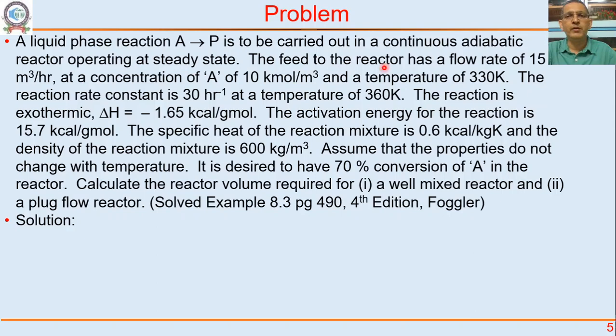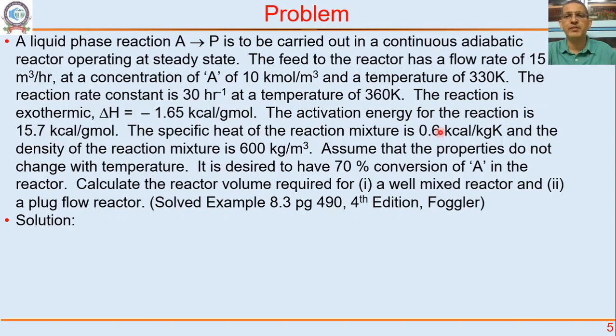Okay. Feed to the reactor has a flow rate of 15 meter cube per hour. Concentration of A is 10 kilomoles per meter cube. Temperature is 330 Kelvin. Rate constant is 30 hour inverse at a temperature of 360 Kelvin. Reaction is exothermic. Delta H is minus 1.65 kilocalories per gram mole. Activation energy is 15.7 kilocalories per gram mole.